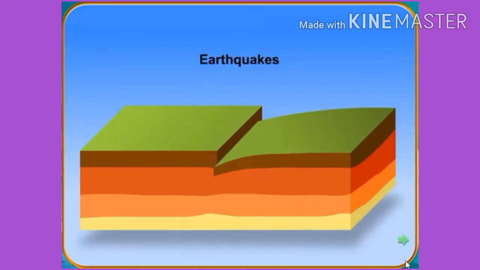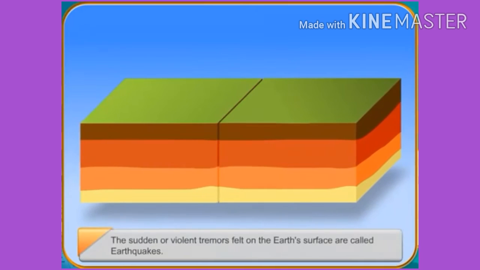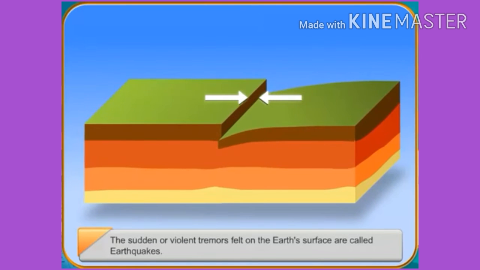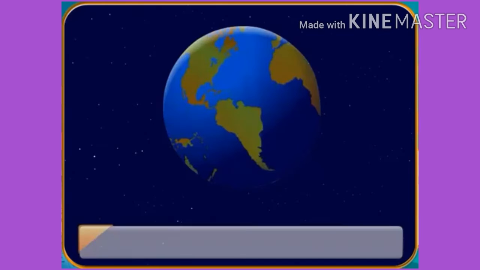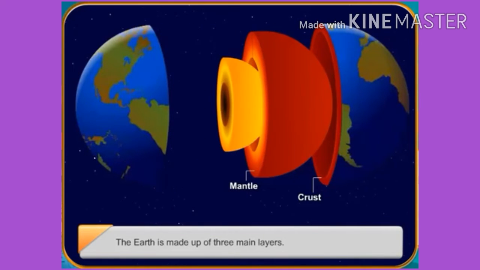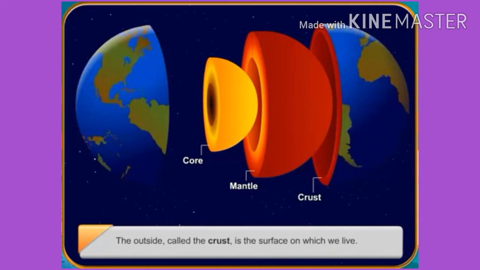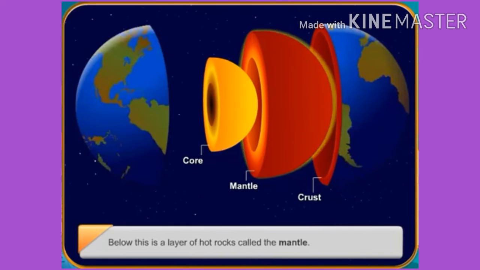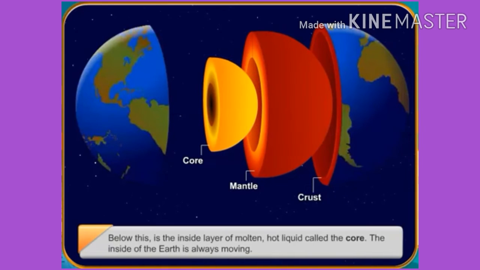Earthquakes. The sudden or violent tremors felt on the Earth's surface are called earthquakes. The Earth is made up of three main layers. The outside, called the crust, is the surface on which we live. Below this is a layer of hot rocks called the mantle. Below this is the inside layer of molten hot liquid called the core. The inside of the earth is always moving.